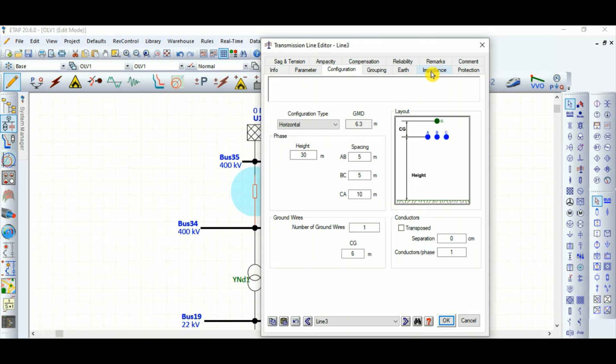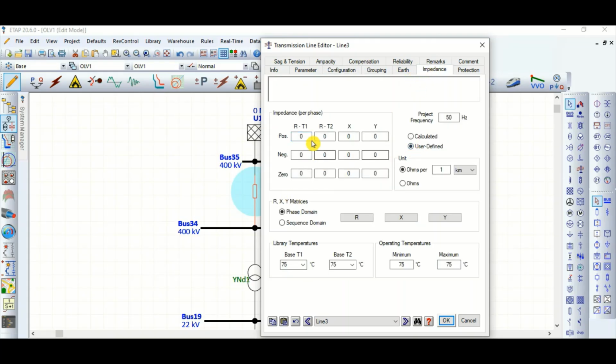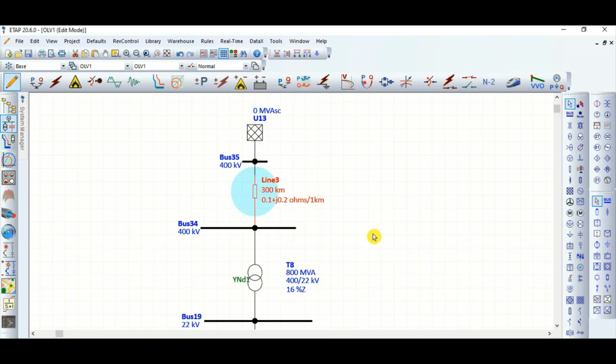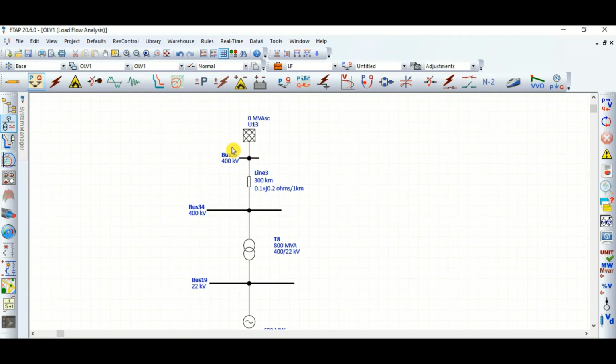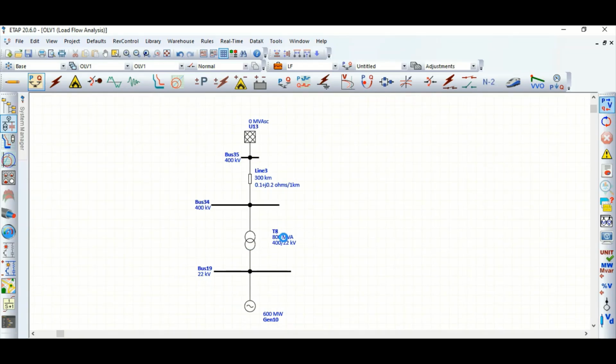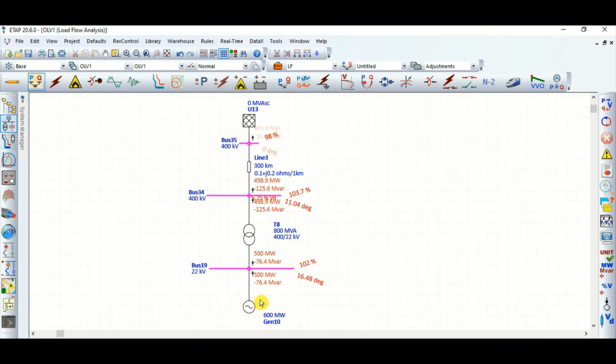Okay, now we need to define the impedance. I'm using typical values from my experience, 0.3, 0.2. Okay, so we have modeled a 300 kilometer transmission line here. Let's go back to the load flow study and simply run this load flow, and we will discuss the result.